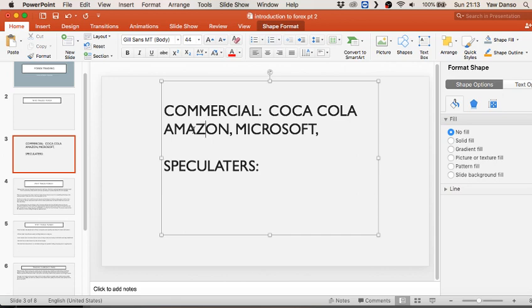So think about all the big companies in the world, like Facebook, Amazon, Twitter, all those huge institutions. They participate in the forex market, but they are there for business, not for money. And then we have the speculators.